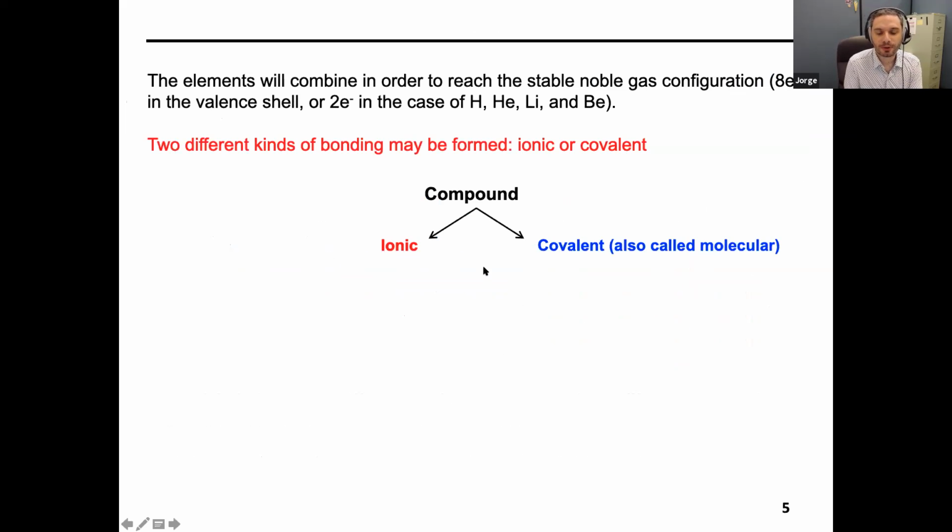Okay, so therefore, there are 2 ways for the elements to combine. The first one is through an ionic bonding, and the second one is through a covalent bond, forming covalent compounds, also called molecular compounds.